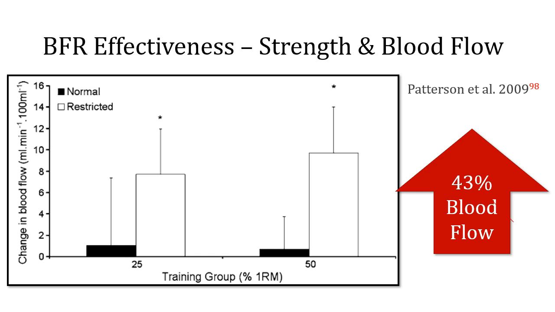So you have the 25% 1RM and the 50% 1RM, and really there's minimal to no changes pre and post in the unrestricted limbs. However, in the same individuals in the occluded limbs, there's a 43% increase in the blood flow from baseline. And if you look at the difference between the limbs, it's almost 5x, close to 4x that, depending on the group that you look at, as far as the significant difference.